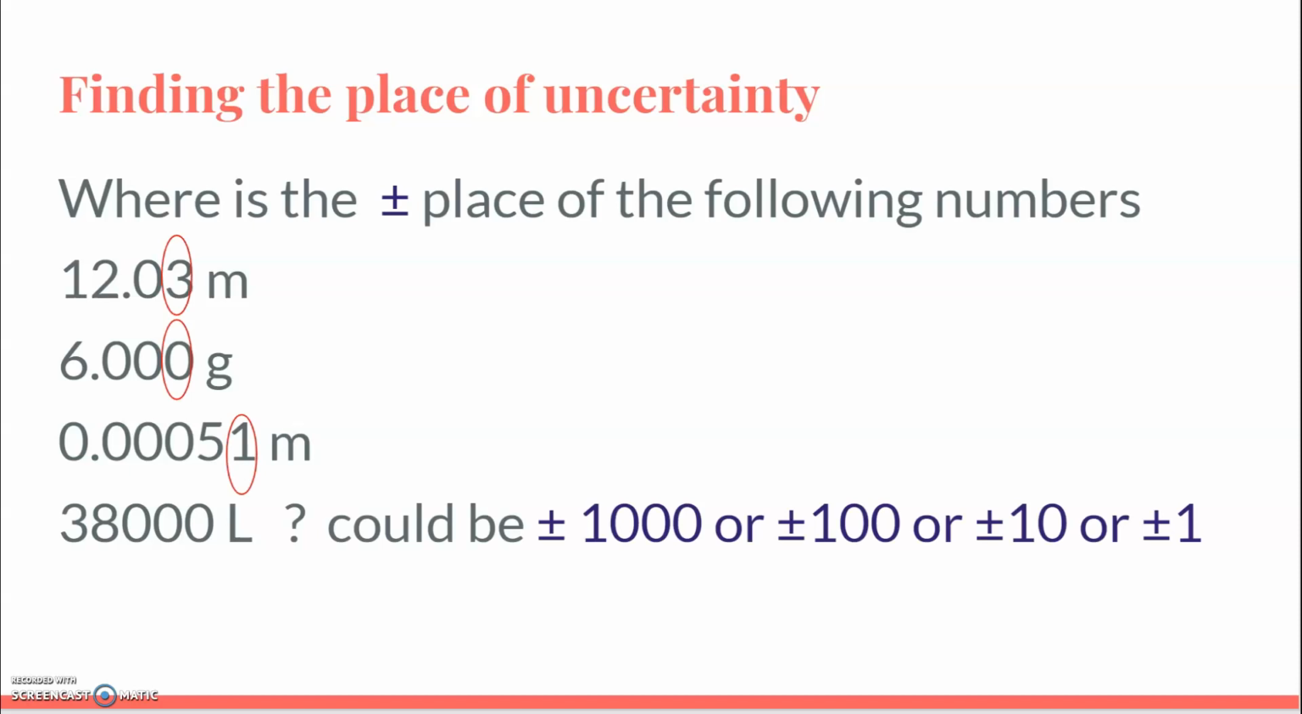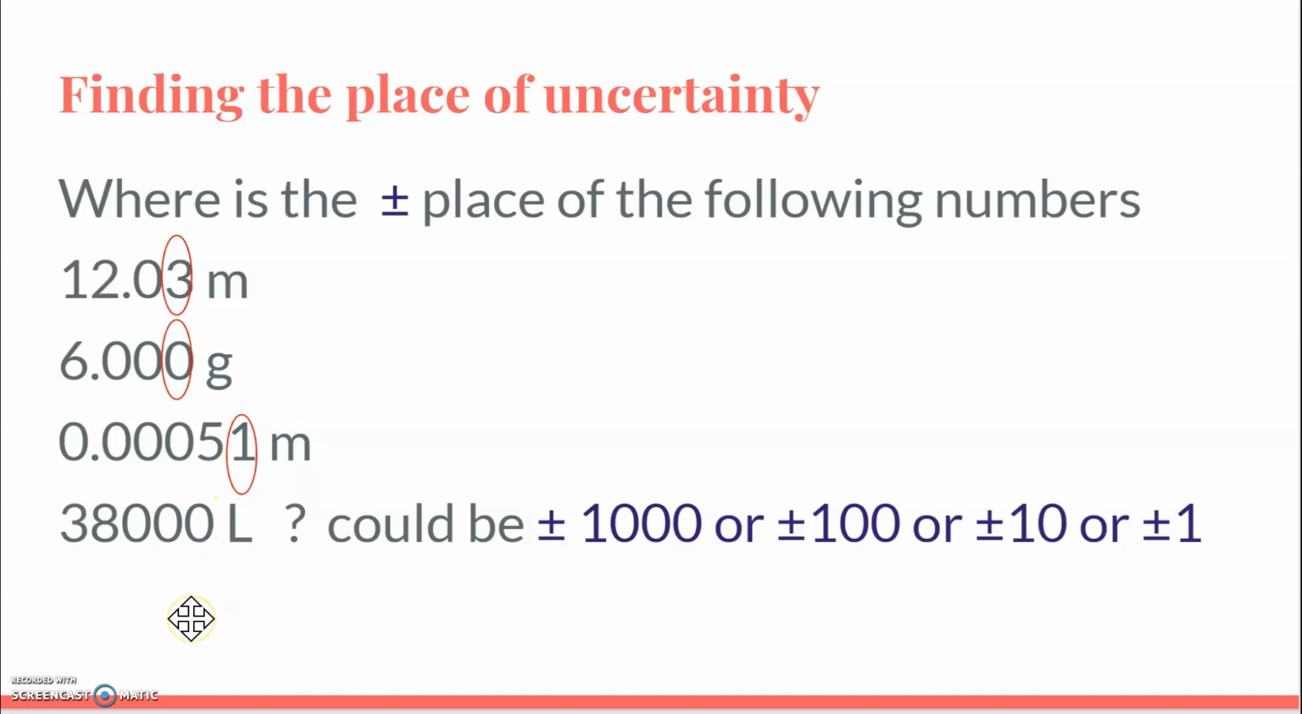Welcome back. Did you get it right? Where is the place of uncertainty? 12.03, if it's written correctly, means the place of uncertainty is in the hundredths place, right here at the 3. How do I know that? Because if it was at the tenths place, they wouldn't have written the 3 there. And if it was at the thousandths place, they would have added an extra 0. So this must be the plus or minus place. What about 6.000 grams? Here, once again, it's at the thousandths place, this last digit. What about this value, 0.0051? Where's the plus or minus place? Right here where this 1 is.